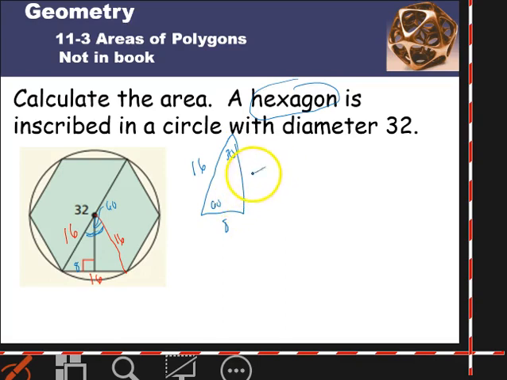So I'm looking for the height. That's that right there. And that's the apothem, or the height. So this is a long leg. So the long leg is the short leg times radical 3. So this is going to be 8 radical 3.